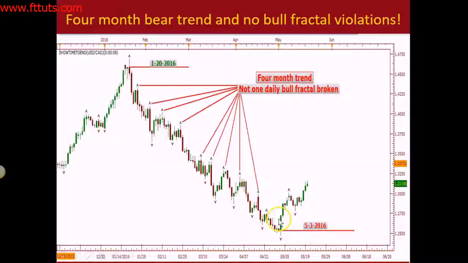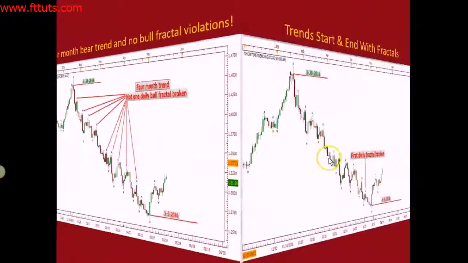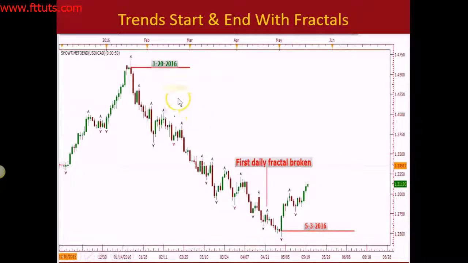This trend is a bear trend. It started with this fractal first, which is a bull fractal. This bull fractal was not violated. The trend started to the downside. This trend ended with this bear fractal. This bear fractal was not violated. The market went to the upside, violating bull fractals. Started the first bull fractal violation right there. Again, the trend starts and ends with the fractal.